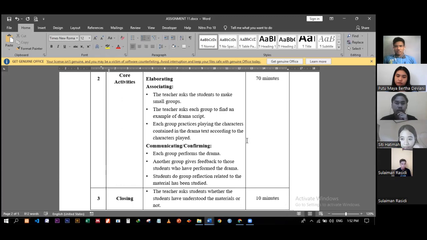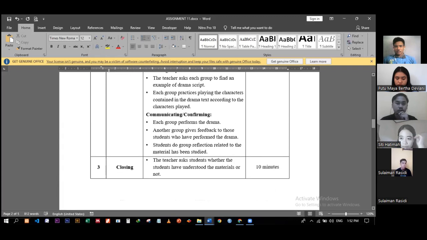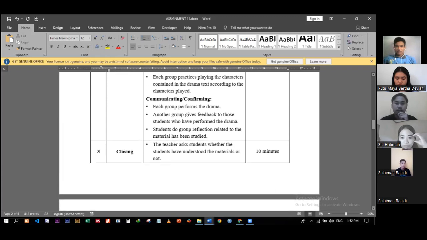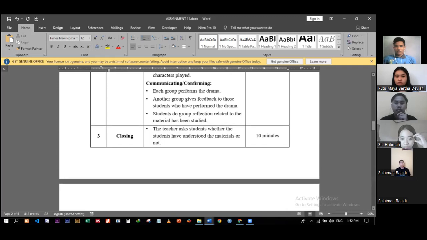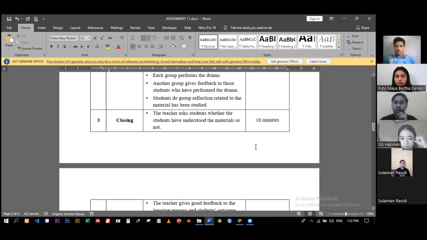So after elaborating and associating, we also have communicating and confirming. In this section, first, each group performs the drama. Second, another group gives feedback to the students who have performed the drama. After that, the students do a group reflection related to the material that has been studied. Okay, that's about the core activities, and for the core activities, we give a time allocation of around 70 minutes.